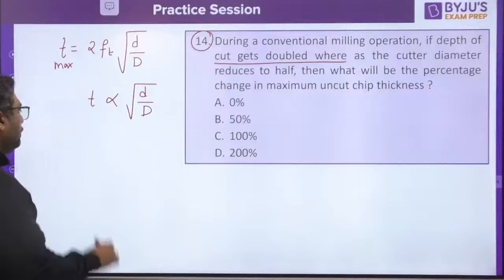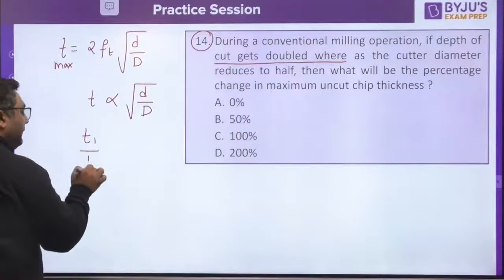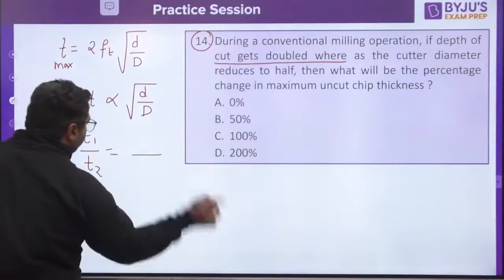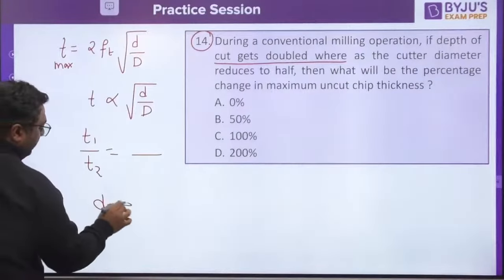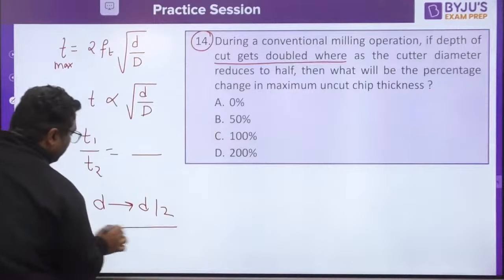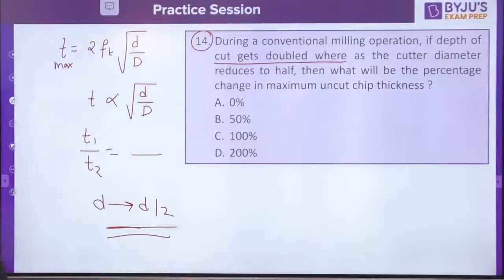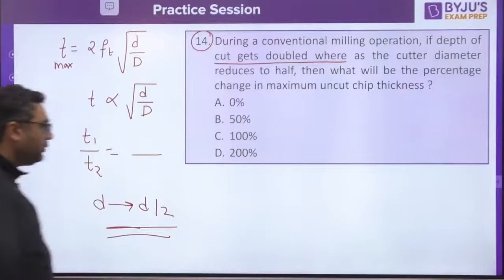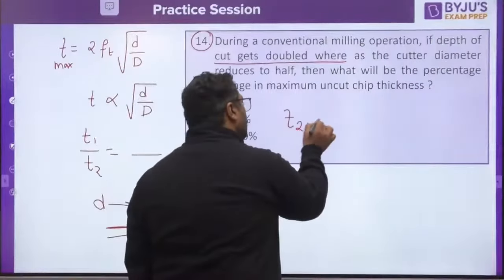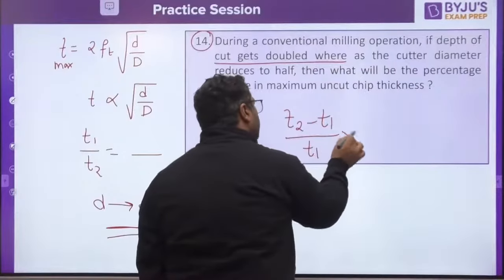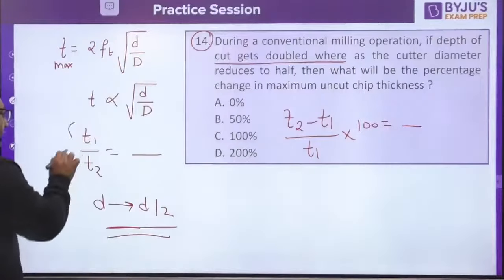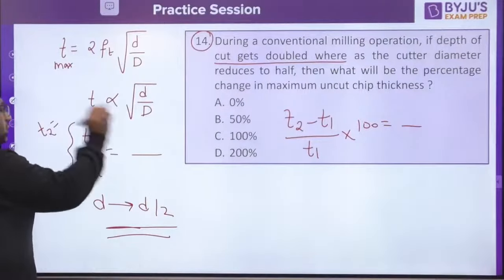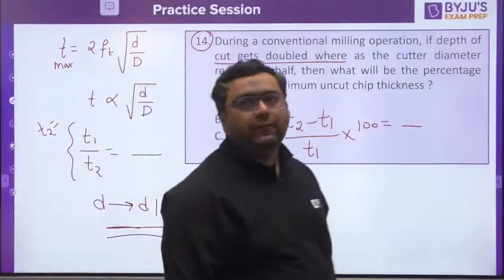So dear, you would be saying T1 by T2, solving it. For T1, you know that d is becoming d by 2. So what is the effect of that? They are asking it in terms of percentage. So you can find out as T2 minus T1 by T1 into 100. That is what you need to find out. First of all, from here you would be getting T2 in terms of T1.